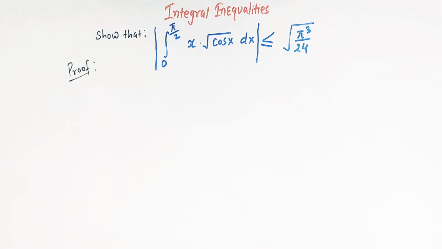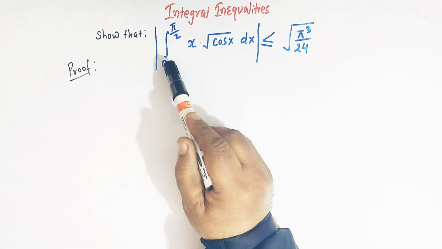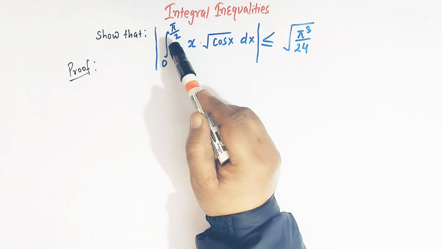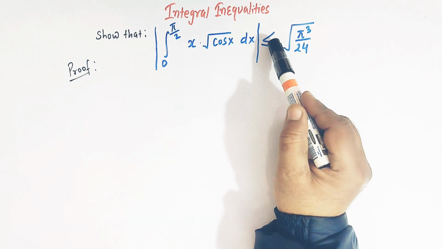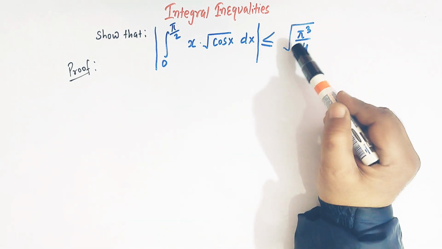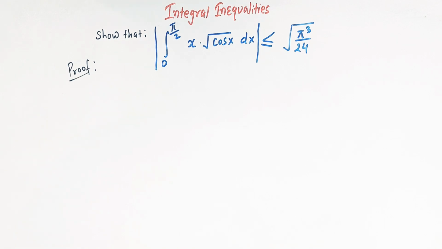Hello viewers, in today's class we are going to discuss another important problem from integral inequalities. We are going to discuss a very nice problem in which we have to show that the absolute value of this integral, that is 0 to pi by 2 x times the square root of cosine x, is less than or equal to the square root of pi cube over 24.